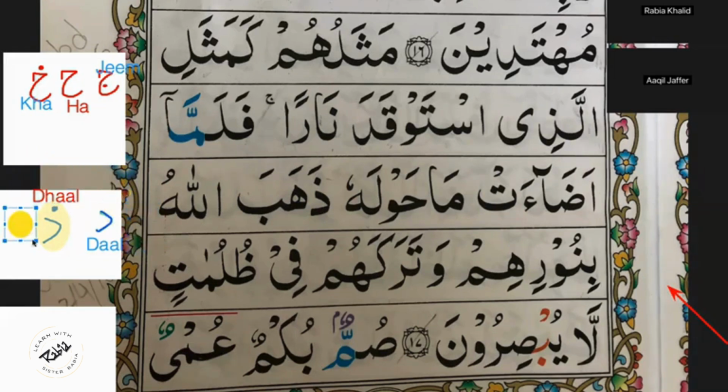So what are the similarities? The shape is similar. The names are rhyming, Dal and Dhal, and they don't have any sizzle in it. Okay, so those are light letters. I smile when I say Dal, Dhal. They are light letters. And we found the first one.